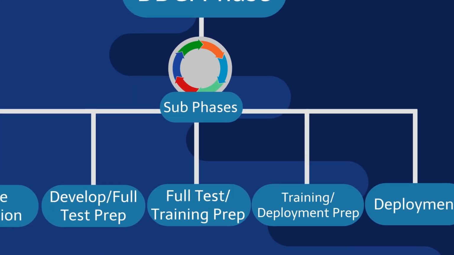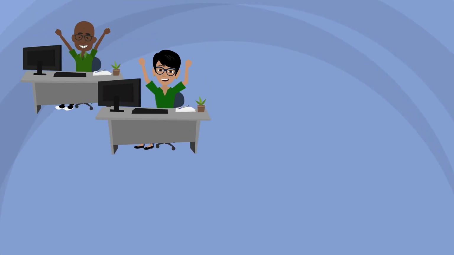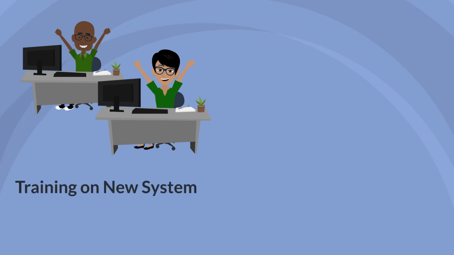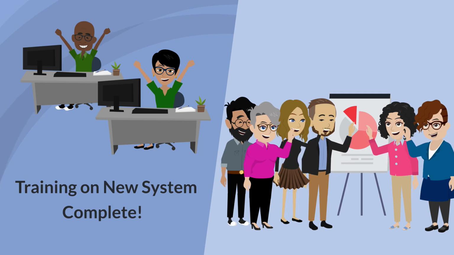Following the full test and training prep subphase is the training and deployment prep subphase. Within this subphase, end-user training and deployment preparation occur, and end users receive training on the future system. Meanwhile, the project team finalizes go-live readiness, performs cutover planning, and ensures agencies have what they need to transition successfully.